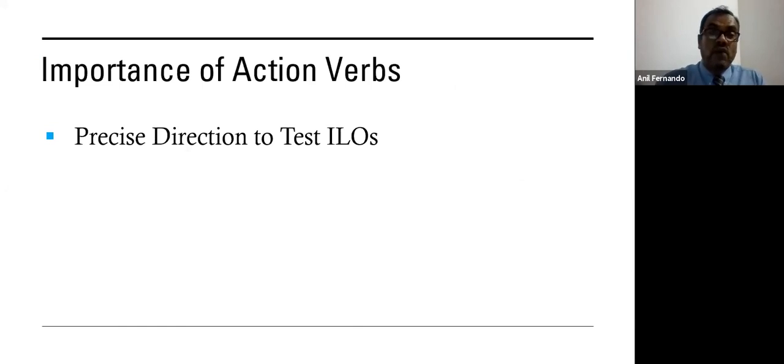Then the importance of action verbs. Why are they important for us for examination purposes? For examinations, the action verb follows a real action. For examination purposes, it gives a precise direction to test the intended learning outcome.